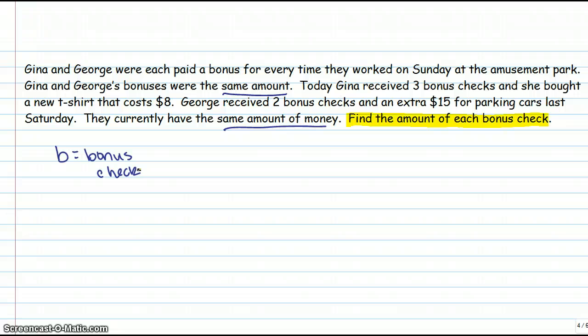Okay, next sentence. Today Gina received 3 bonus checks. She has 3 B's. But she buys a new t-shirt that costs $8. So she's going to spend $8 of that money, so you have to subtract the 8. George receives 2 bonus checks and he gets an extra $15, meaning plus 15 for those cars. And they have the same amount of money, so they should be equal.